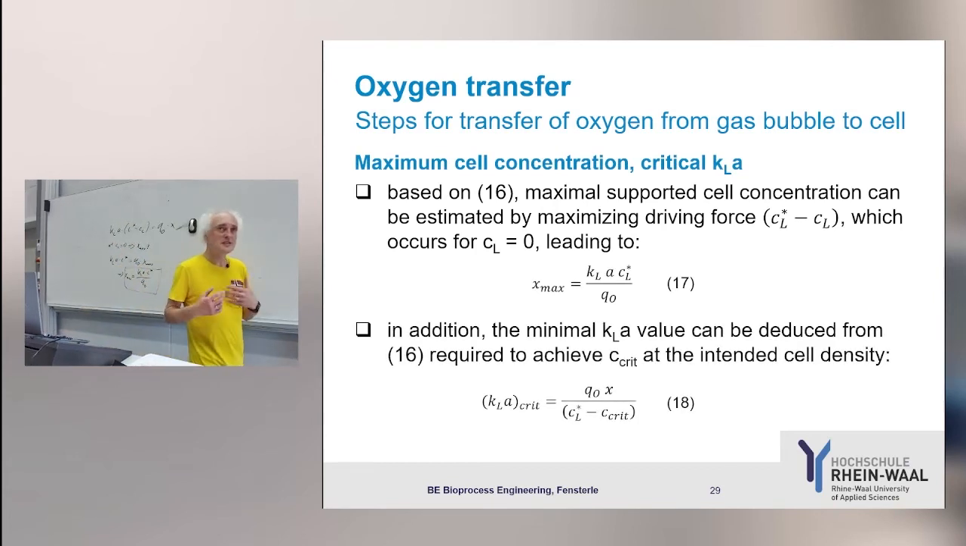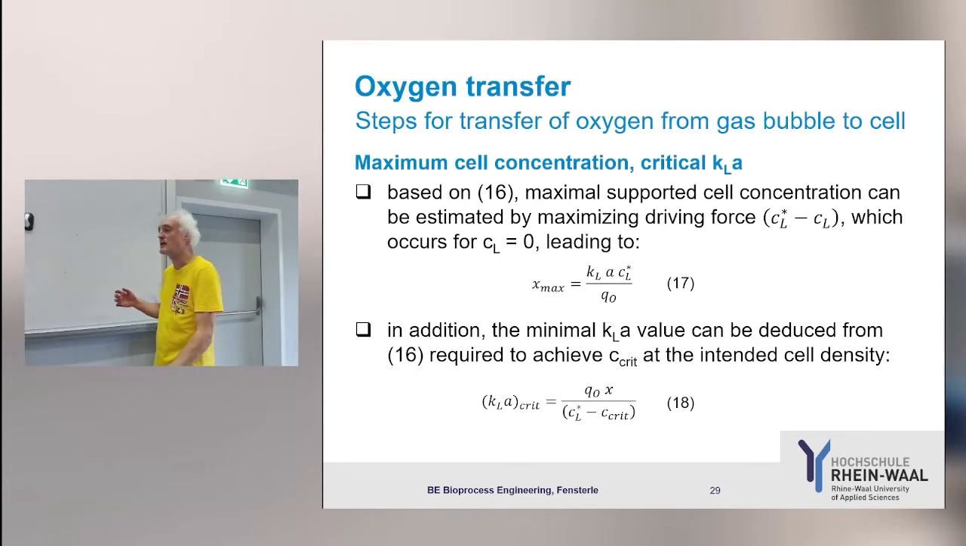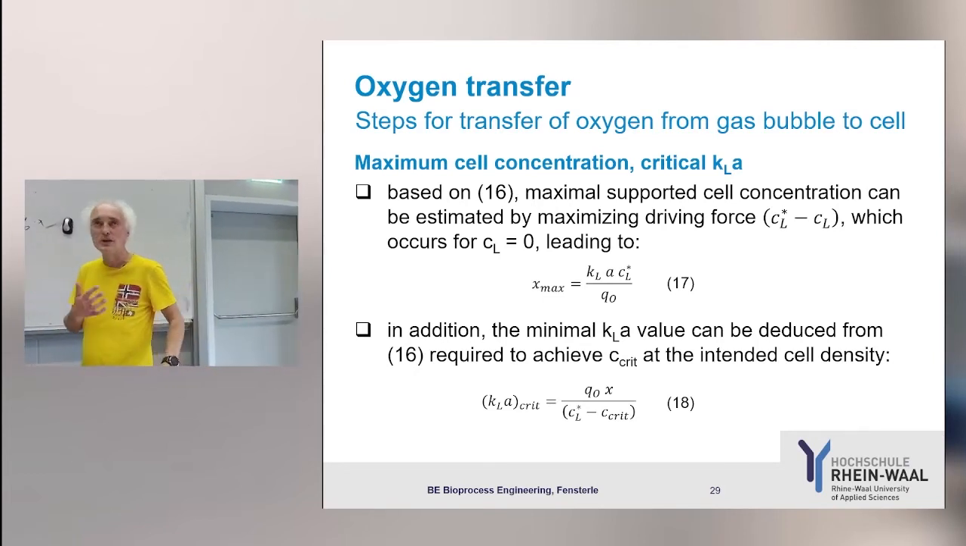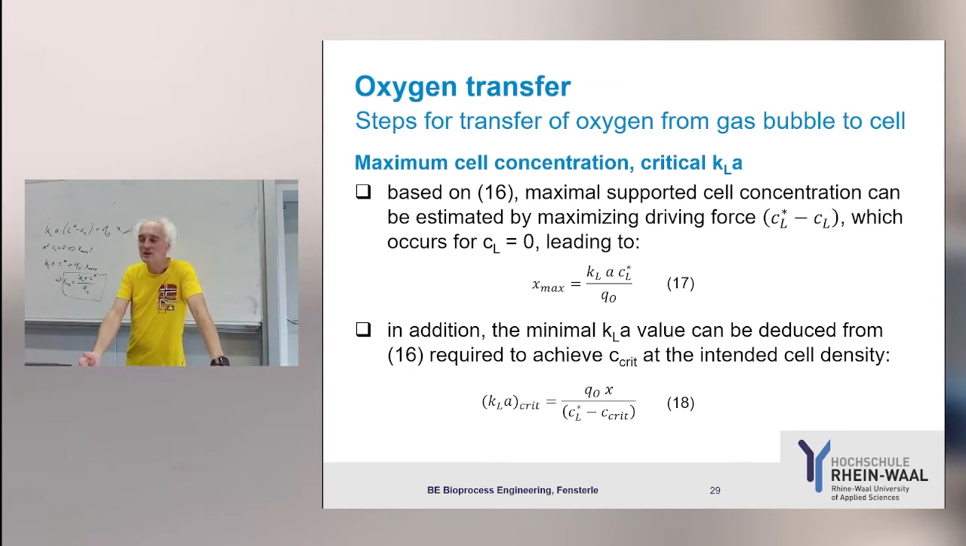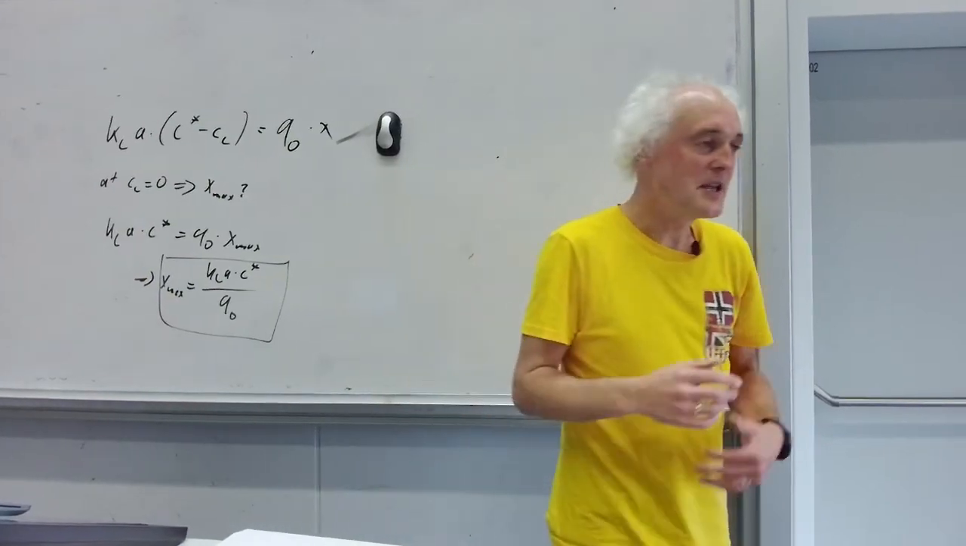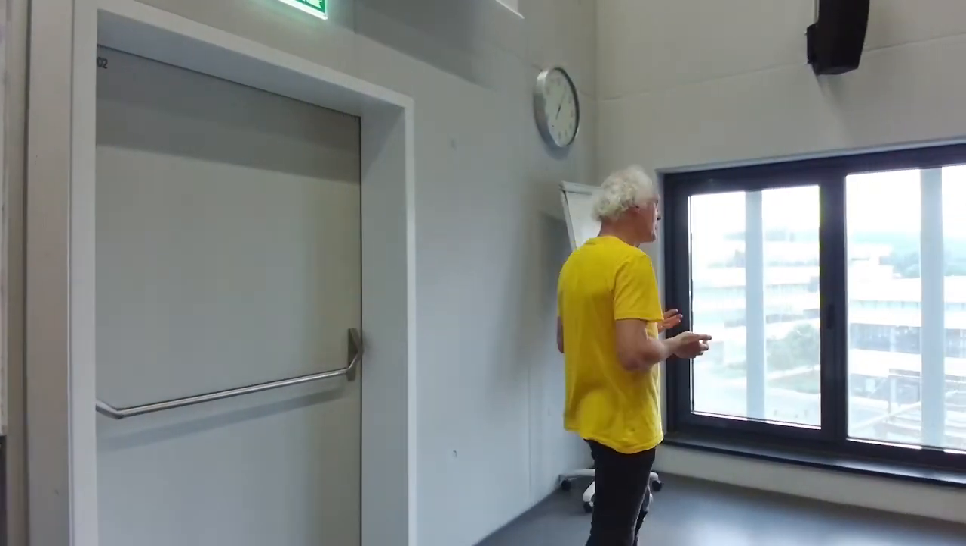So this is one thing we can deduce from this equation, but we can, of course, also deduce what is the critical KLA if we need a certain biomass concentration to achieve at an exponential growth. What do we need there? You will see later on a typical thing for the design of a bioreactor is that at the starting point, you calculate what is my maximal supported cell density, because then you can calculate the next step, how long does it take to achieve that, and there you can take these exponential growth equations.